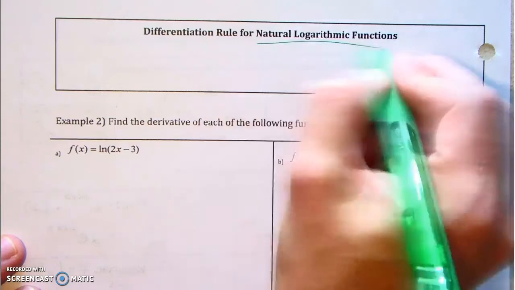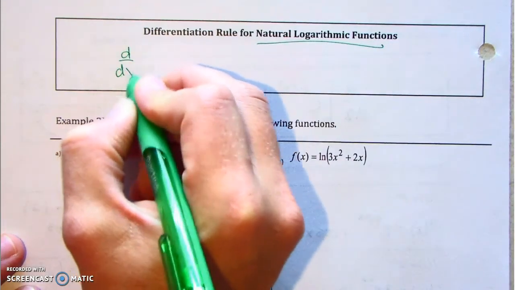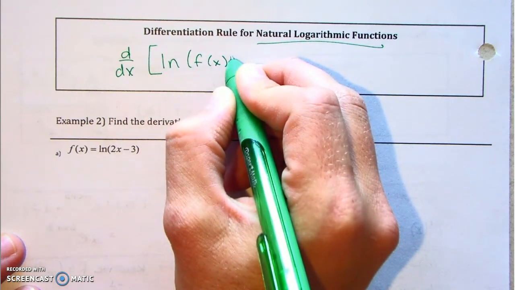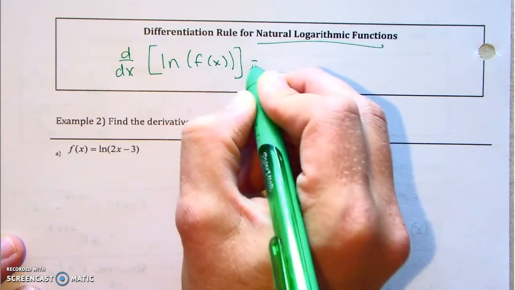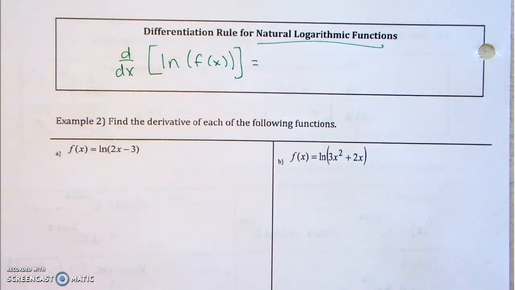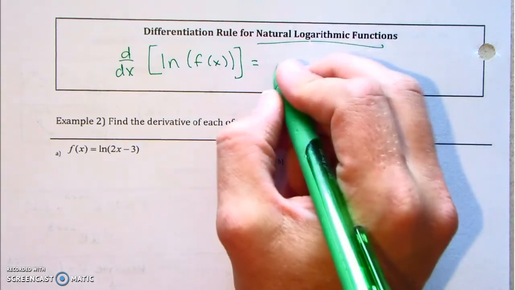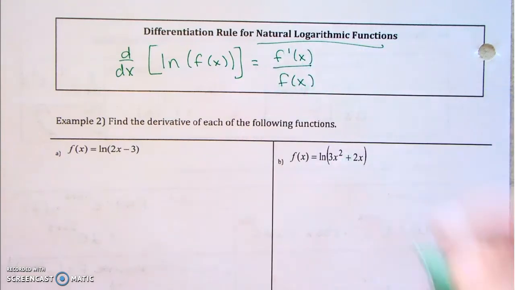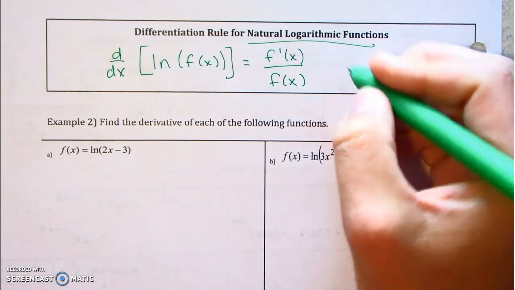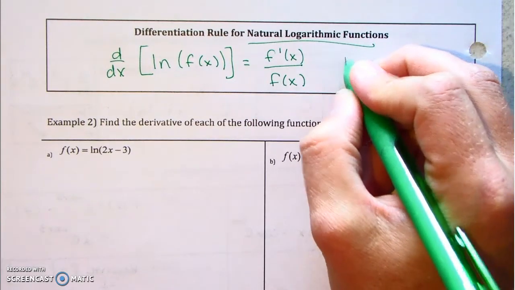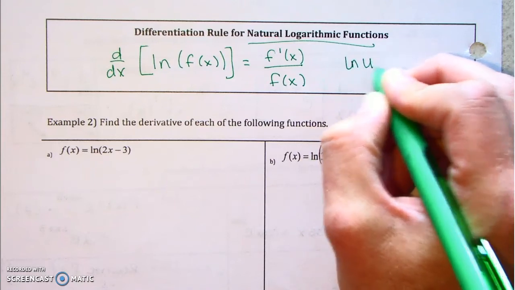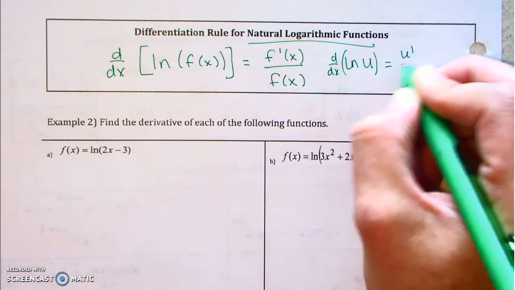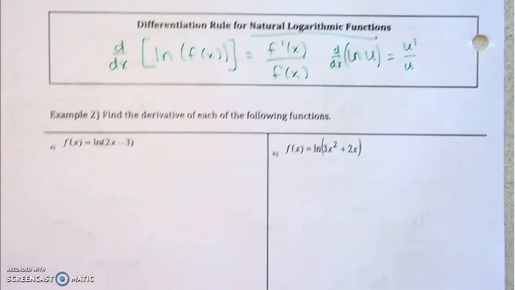Okay, natural logarithms. Ready? The derivative of the ln of a function is equal to the derivative of the function over f of x, the original function. Another way, an easier way to memorize it, is to say the derivative of the ln of u is equal to u prime over u. So those are two different ways to memorize it.